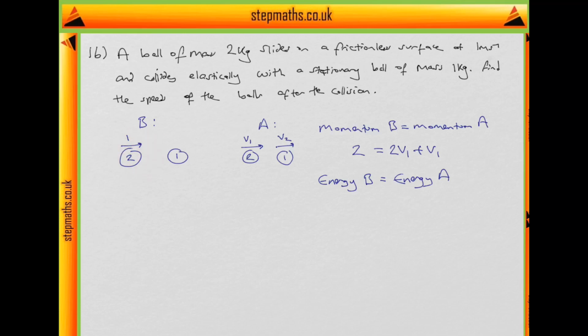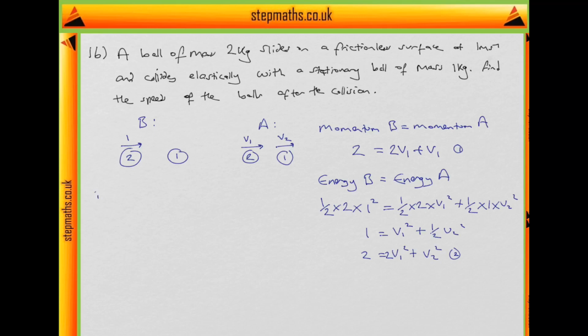So that means we have half times the mass times the velocity squared is equal to, well, afterwards we have half times 2 times v1 squared plus half times 1 times v2 squared. Simplifying, we get that 1 equals v1 squared plus half v2 squared, or we can multiply through by 2 to give us that 2 equals 2v1 squared plus v2 squared. Now, let's label these equations 1 and 2.